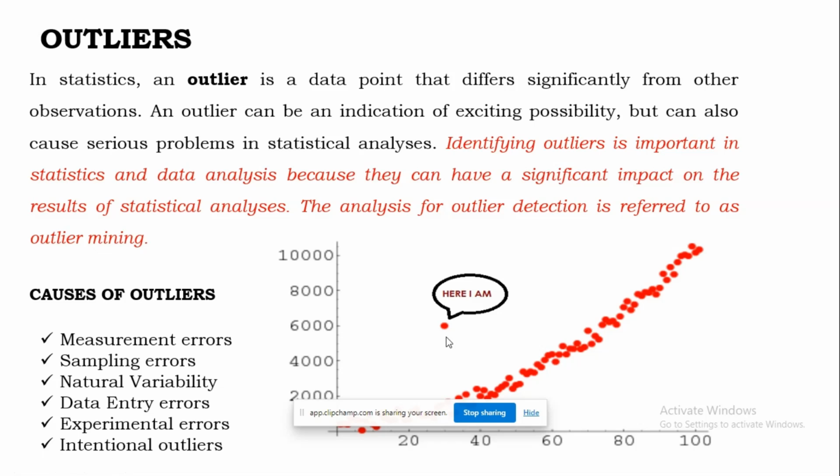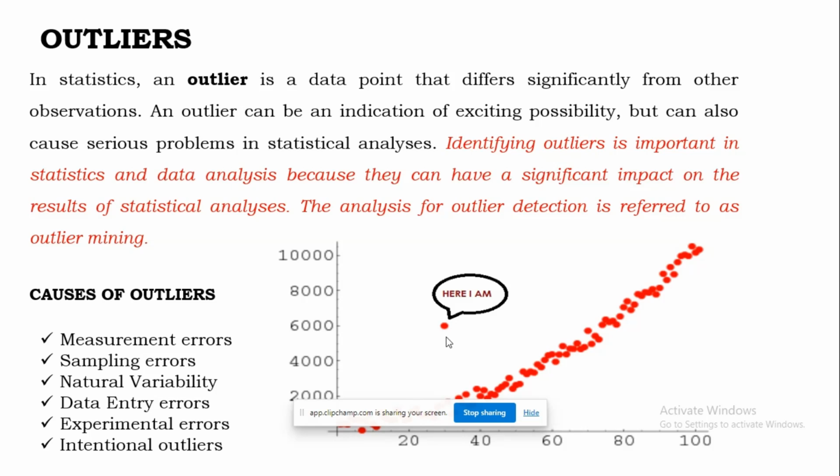Why do we need to identify outliers in the data set? Identifying outliers is important because if we don't identify them and we go on with our statistical analysis, it will impact negatively on our statistical analysis results. This is one reason why detecting and eliminating outliers is very important. Also, in machine learning, outliers can significantly affect the results and performance of your machine learning model if they are not taken care of. Now, what are the causes of outliers?